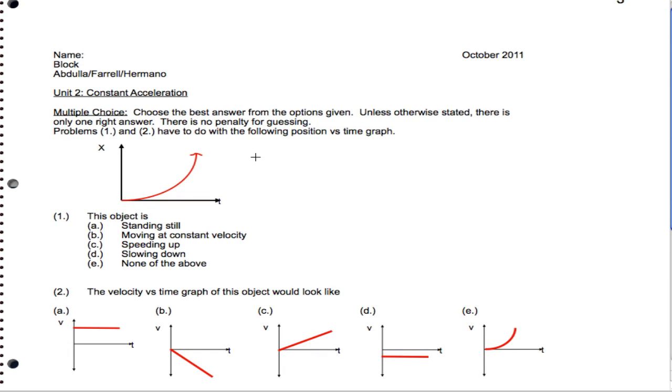Jump in and actually get started on exam number 2. So, in the first question, we have an object, and we're given its position as a function of time, and we want to figure out what it's doing. So let's just review really quickly the choices.